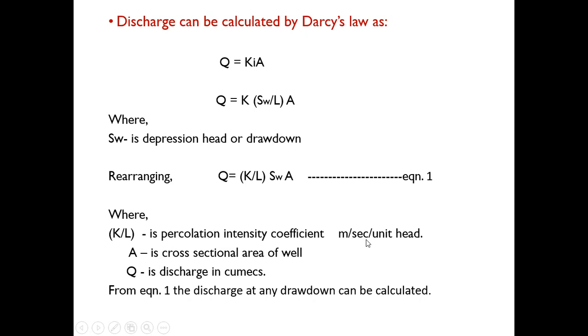It should be in meters per second per unit head. This is the given parameter. A is the cross-sectional area of the well. Q is the discharge. From equation 1, the discharge at any drawdown can be calculated. So knowing the drawdown in the well, one can find the discharge through the well.